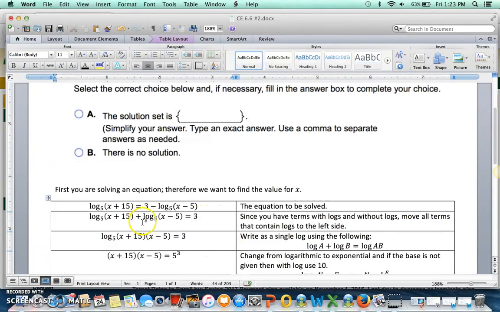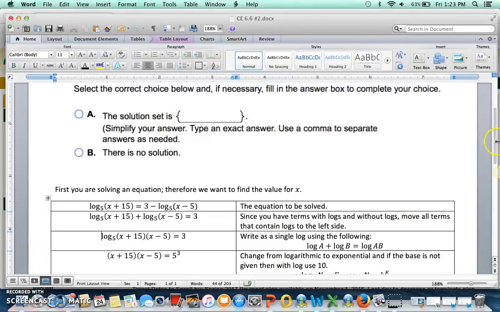This time, since it's a plus, we use the rules of logarithm to condense. We were adding, so when we bring them back together, we multiply. Remember, those rules are the reverse of the exponential rules. So we have condensed it to a single log.